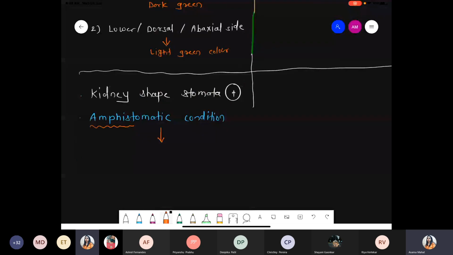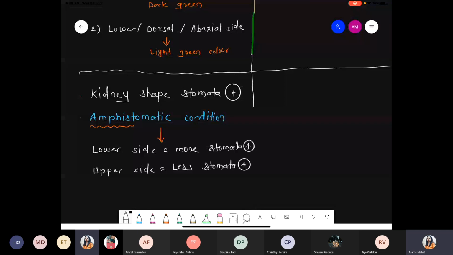So quickly, we mention this point. Amphistomatic condition is nothing but more stomata present towards the lower side, and towards the upper side, less stomata is present. Okay, less stomata is present. Simple meaning, lower and upper.